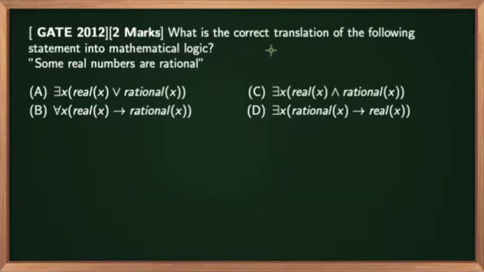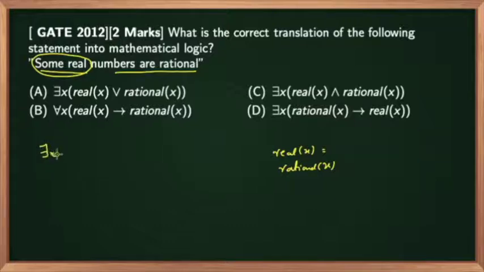Okay, what is the correct translation of the following statement into mathematical logic? Some real numbers are rational. See, we have some functions here. So real of x will be true if the number is real. Similarly, rational of x will be true if that number is rational. Okay, so we have the sentence with some real numbers. See, some real numbers, that means there exists an x. Okay, then it's a real number and it is rational, right?